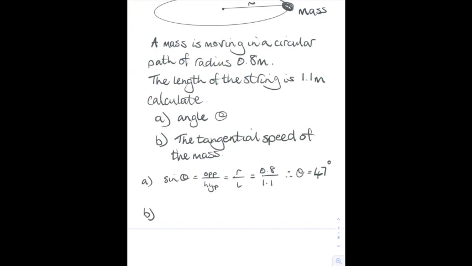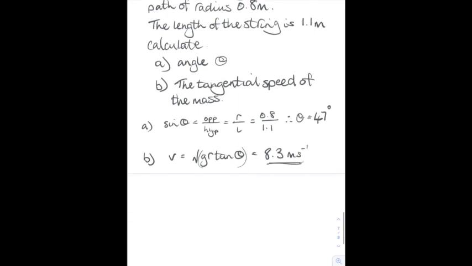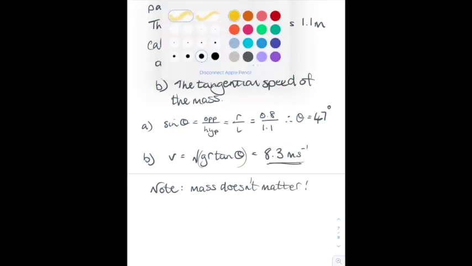So now we know theta, we can use the equation we derived on the last sheet, that v equals the square root of gr tan theta. We know what g is, we know what r is, and we've just worked out what theta is. So the only velocity that you can have at that radius and at that angle is a velocity of 8.3 metres per second. Again, mass doesn't matter. You might need to think about that for a wee minute.